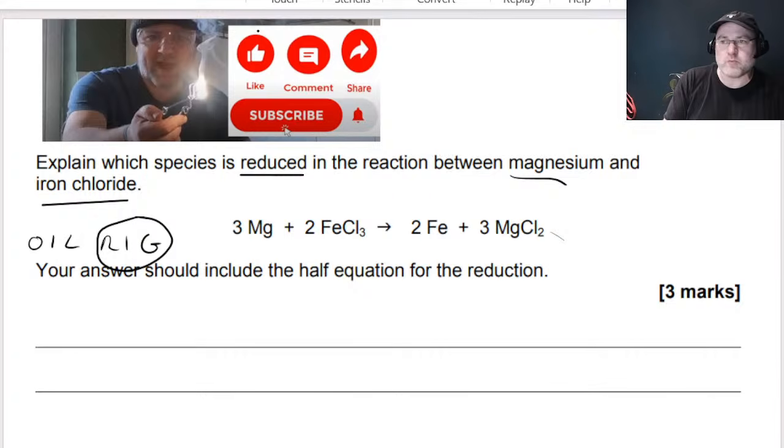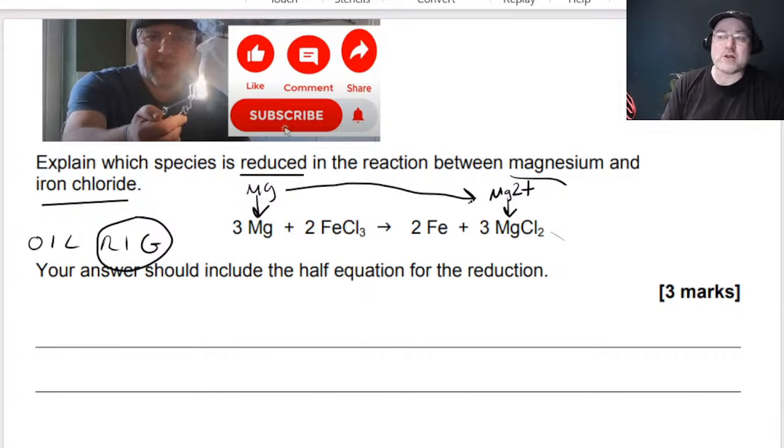So what's gaining electrons? Well, let's check out magnesium. Magnesium is in group 2. It has 2 electrons in the outer shell. Over here, magnesium's in an ionic compound, so magnesium is going to be Mg2+. Has it gained or lost electrons? It's lost 2 electrons. Magnesium has been oxidized, so I know it ain't the magnesium that has been reduced.